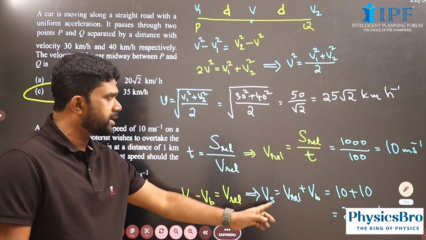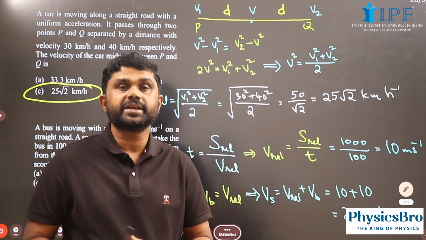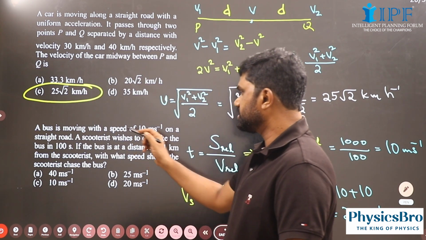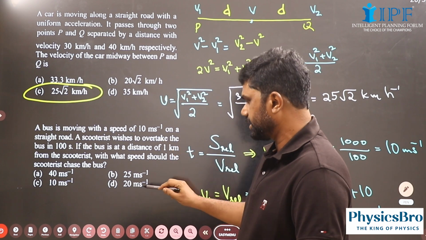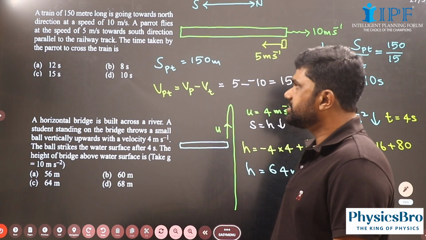So velocity of scooter equals relative velocity plus velocity of bus, that is equal to 20 meter second raised to minus 1, because the speed of bus is given as 10 meter per second. Okay, so this will be the correct choice. Now let's see the next question.